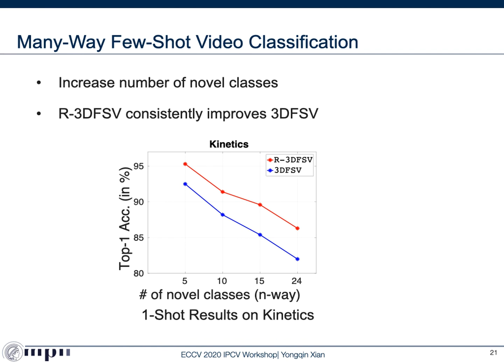Here we show the results in the many-way few-shot video classification. The x-axis is the number of evaluated novel classes, and the y-axis is the top-1 accuracy on novel classes. The results show that the performance decreases with the increasing number of novel classes, and 24-way classification is still challenging. Besides, the results also show that our Retrieval-Enhanced 3D FSV consistently improves the baseline.